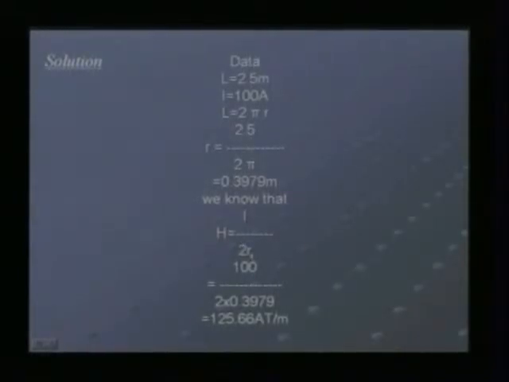Now we know that the field strength at the center of the circle, H, is given by I by 2r. Here we cannot consider theta, since at the center of the circle theta is equal to 90 degrees. Therefore, the field strength at the center of the circle, H, is equal to I by 2r, which is equal to 100 by 2 into 0.3979, which gives finally the field strength as 125.66 ampere turns per meter.